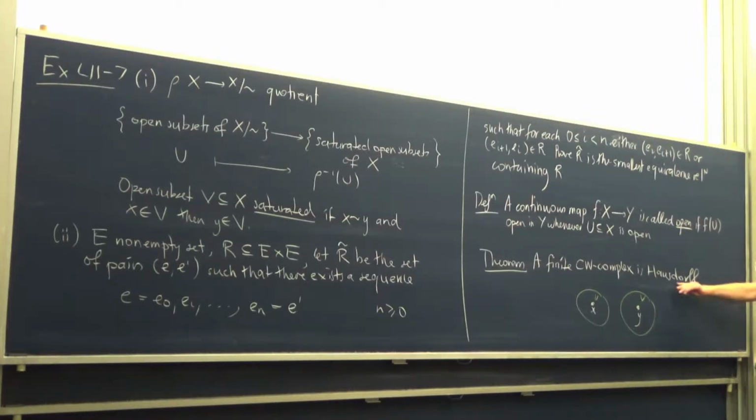Right? Well, quotients of Hausdorff things are not Hausdorff. We discussed that last time with the line with a double point. So this is not automatic.